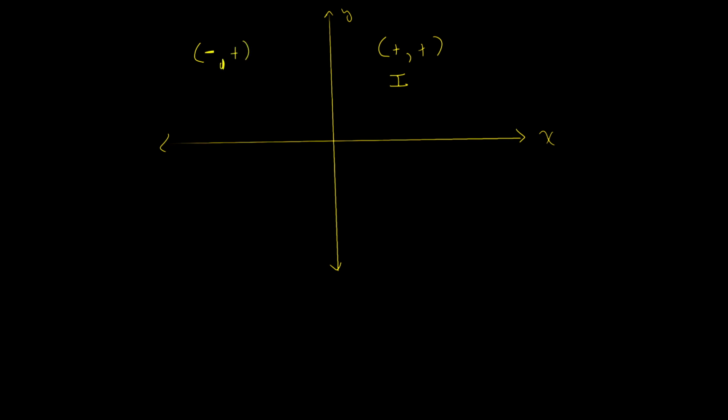And my y values are positive. It's over here, and we call this the second quadrant. So notice we're moving counterclockwise. And this is a right-handed system.